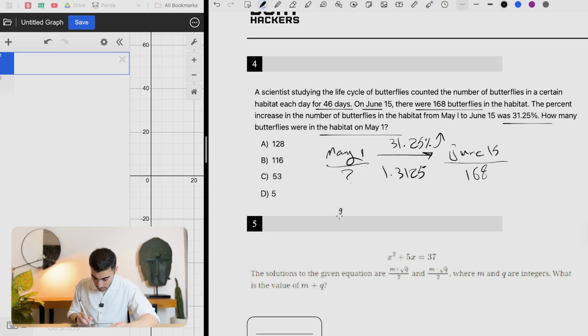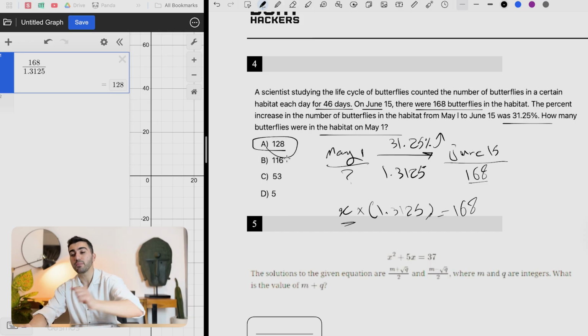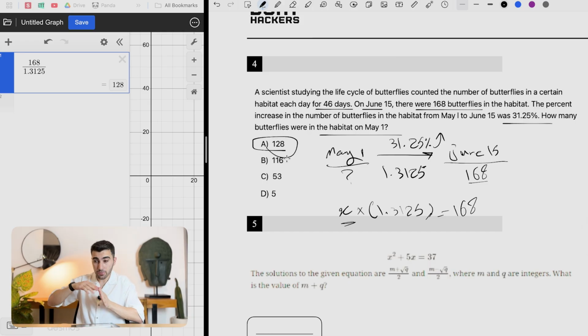Now, this is x. So x times 1.3125 is equal to 168. What is the value of x? We can put this into a calculator, or we can divide both sides by 1.3125. So I'm going to do that. 168 divided by 1.3125 is the value of x, which is 128, and that is choice A. So on May 1st, there were 128 butterflies. It increases by 31.25%, or it becomes 1.3125 times for June 15 and becomes 168 butterflies. That's how you do this question.